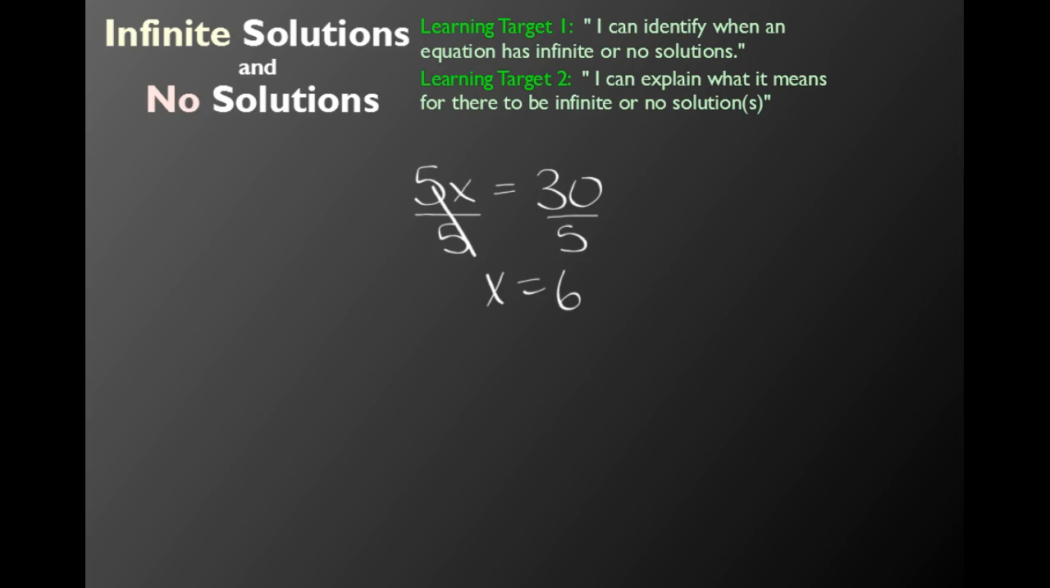Every single equation I've ever given you this year has had one solution. So one solution is a very normal thing. One solution doesn't have to be a whole number. One solution can be a repeating decimal. It can be a fraction. But it's the only thing that works. So I'm going to give you an example that doesn't work out quite the same.